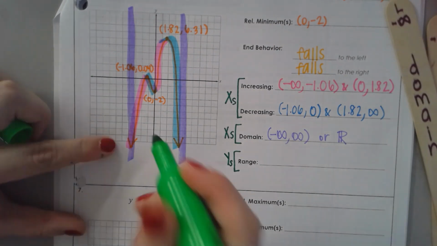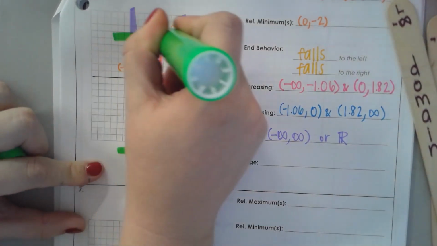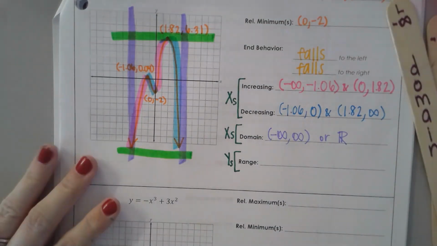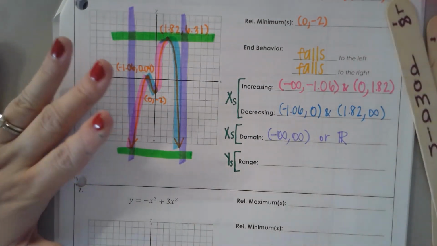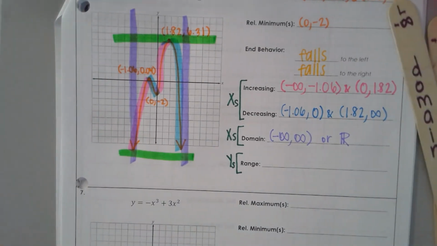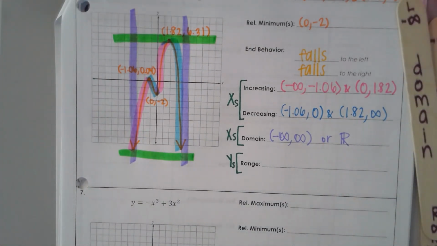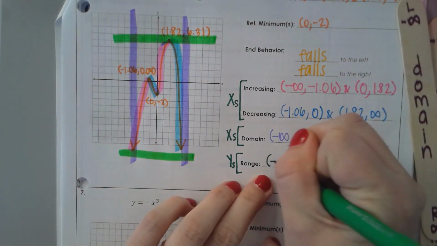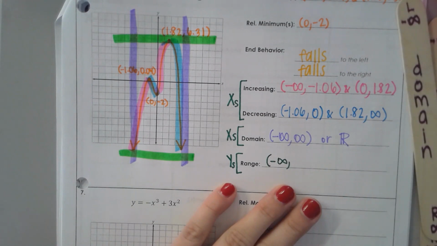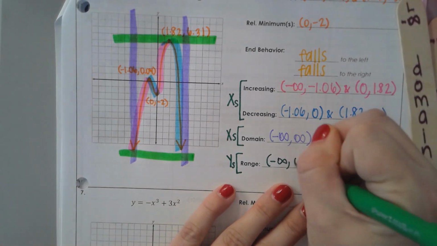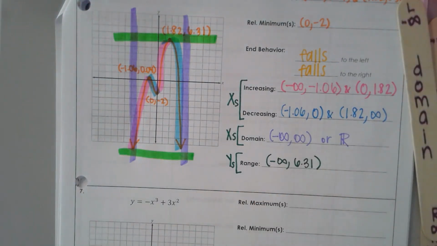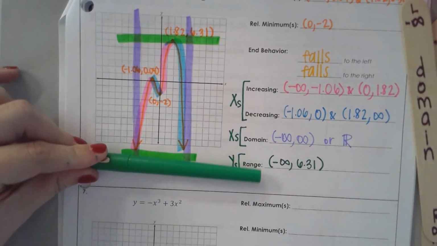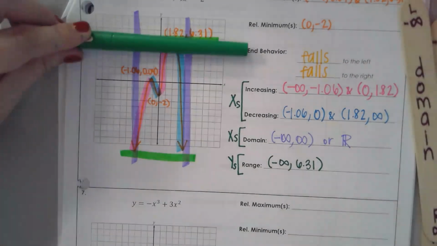For my range, is my range going to be all real numbers? No, because I don't have arrows on both the top and the bottom. I do have arrows on the bottom, so my range does start at negative infinity. But where does it stop? 0.31. Very good. It stops at the highest y, because your range are your y's. So lowest y, I can't get a lowest, but I can get a highest.